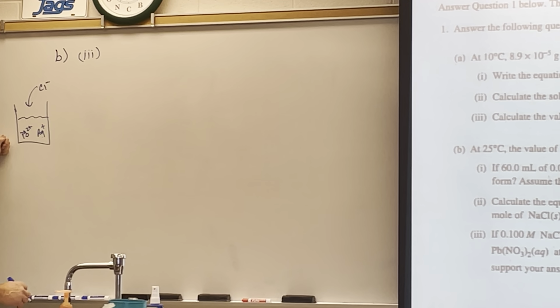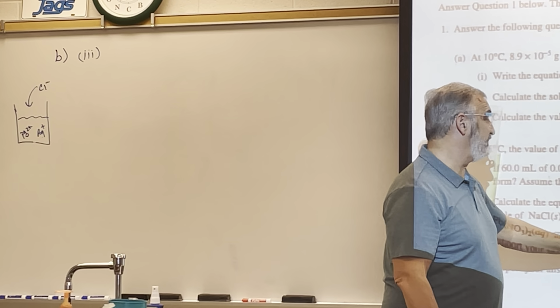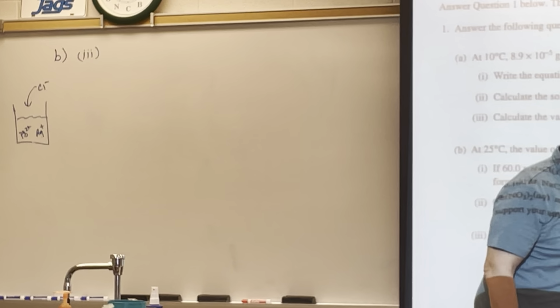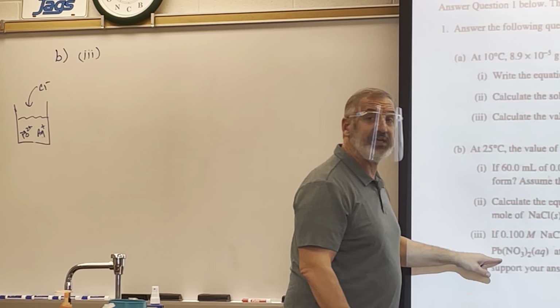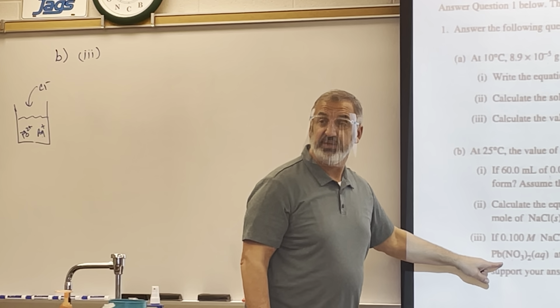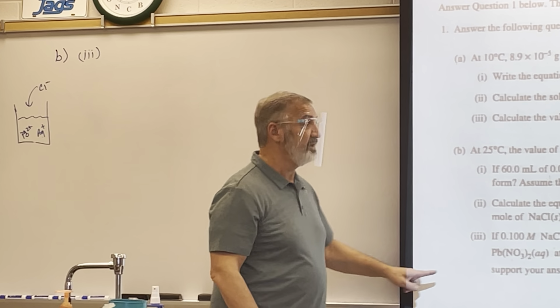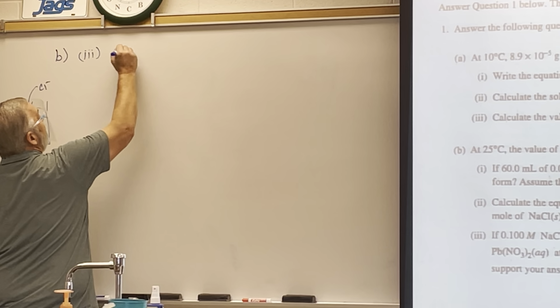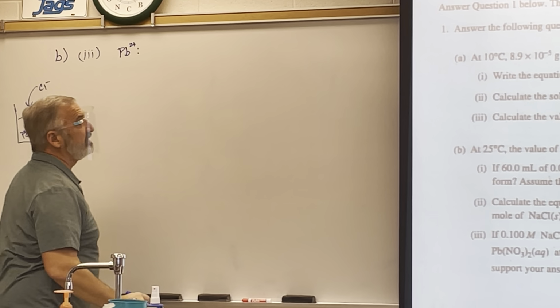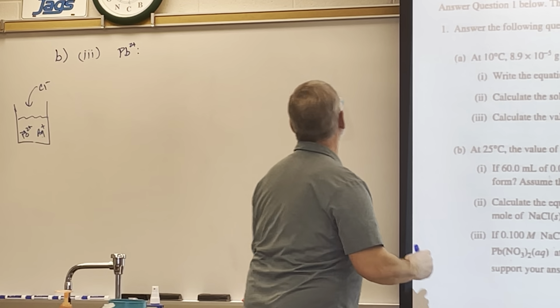Okay, so what I have to do is use the KSP for each one and find out for which one the chloride ion concentration has to be the least for a precipitate to form. It tells me what the silver ion concentration is, and I know what the lead ion concentration is. That's how much is in there. It's not a dilution problem, because they're saying it's in a beaker where these are the concentrations. So, for lead, okay, KSP for the lead chloride is 1.6 times 10 to the minus 5.